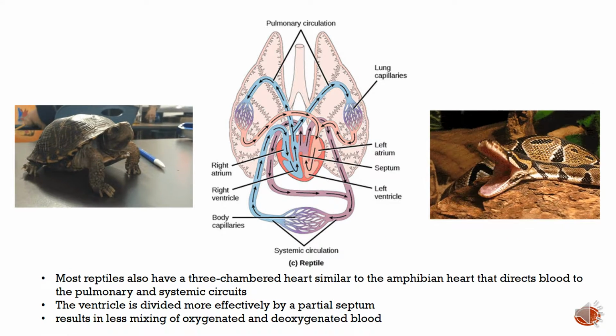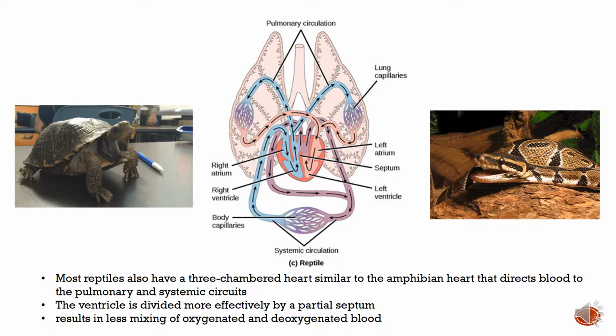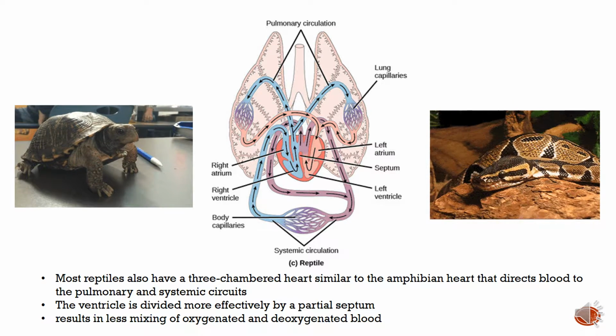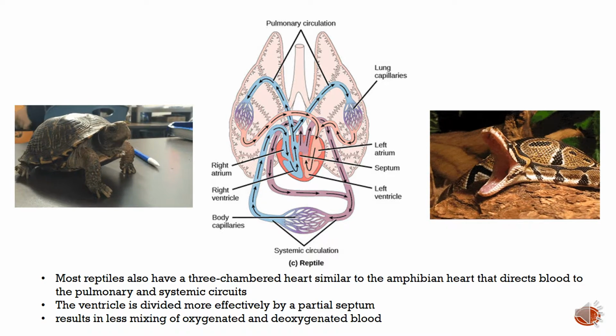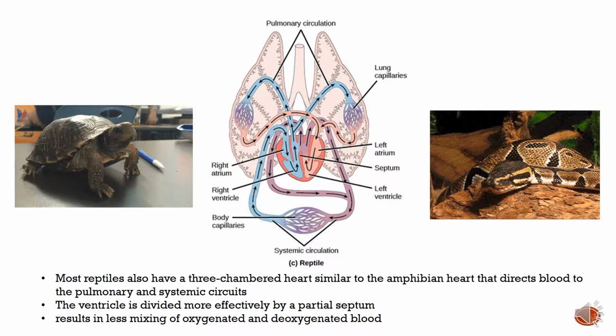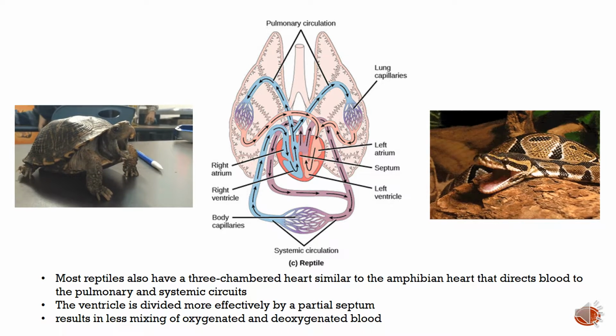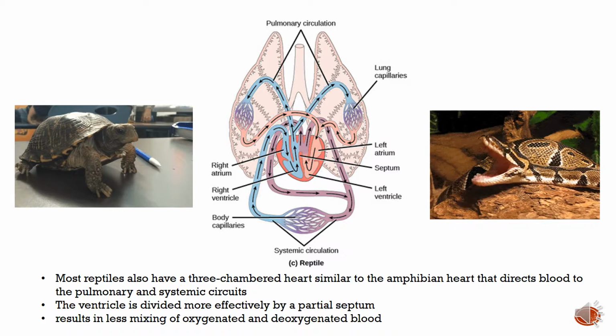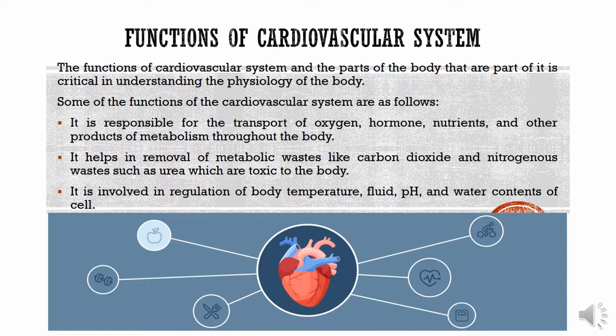Most reptiles also have a 3-chambered heart, similar to the amphibian heart, that directs blood to the pulmonary and systemic circuits. The ventricle is divided more effectively by a partial septum, which results in less mixing of oxygenated and deoxygenated blood. The cardiovascular system acts as an internal road network linking all parts of the body via systems of arteries, veins, arterioles, venules, and capillaries. These networks allow blood to deliver and expel nutrients, gases, and waste products throughout the body.